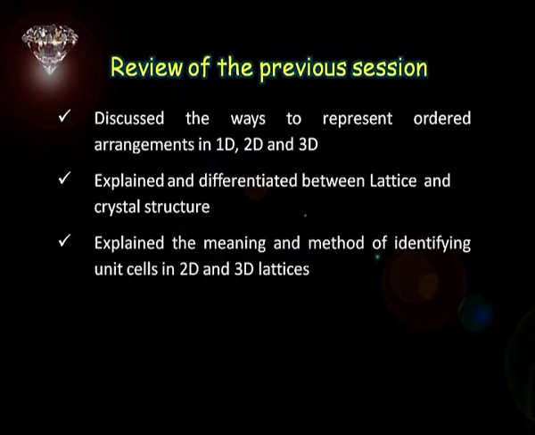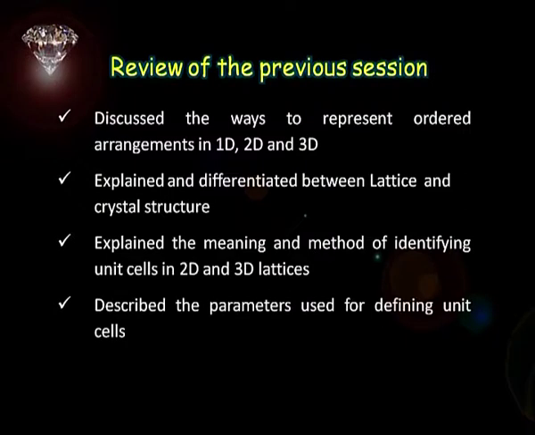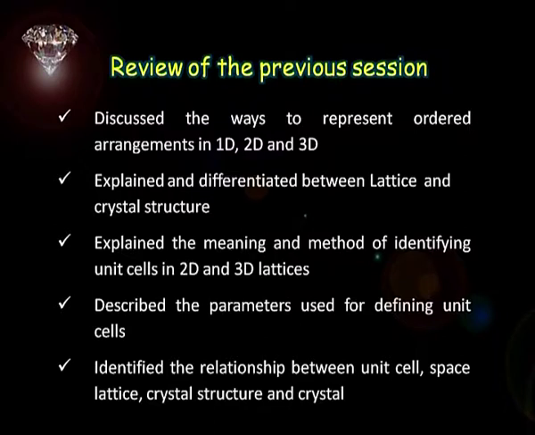Thereafter, we explained the meaning and the method of identifying the unit cells in a 2-dimensional lattice as well as in a 3-dimensional lattice. Thereafter, we described the parameters used for defining the unit cells. This was followed by identifying the relationship between unit cell, space lattice, crystal structure and the crystal, what you see in a microscopic world. So, having done all this, let us now move on and see what Bravais lattices are. We did talk about Bravais lattices in the context of 2-dimensional lattices. Now, we are referring to a 3-dimensional lattice.